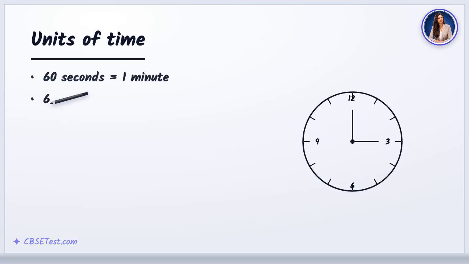Time builds up in steps. 60 seconds make a minute, 60 minutes an hour, and 24 hours a day.